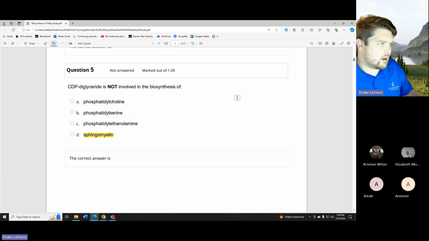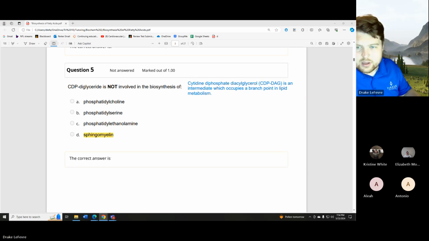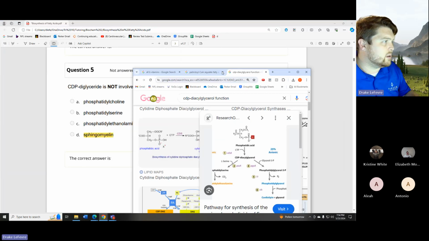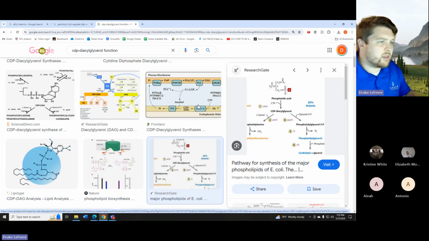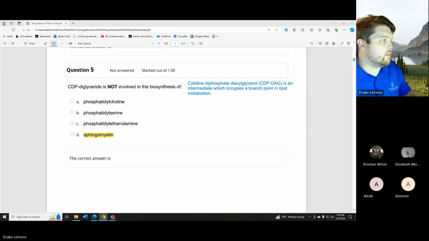CDP diglyceride is an intermediate which occupies a branch point in lipid metabolism. Let me see if I can find it. Man, I had so many good resources before with all this stuff. I don't remember where they all ended up. But you can see our CDP diglyceride acts as that branching spot where it really can go on to a whole bunch of different sides of things. In this case, we look at the sphingomyelin.